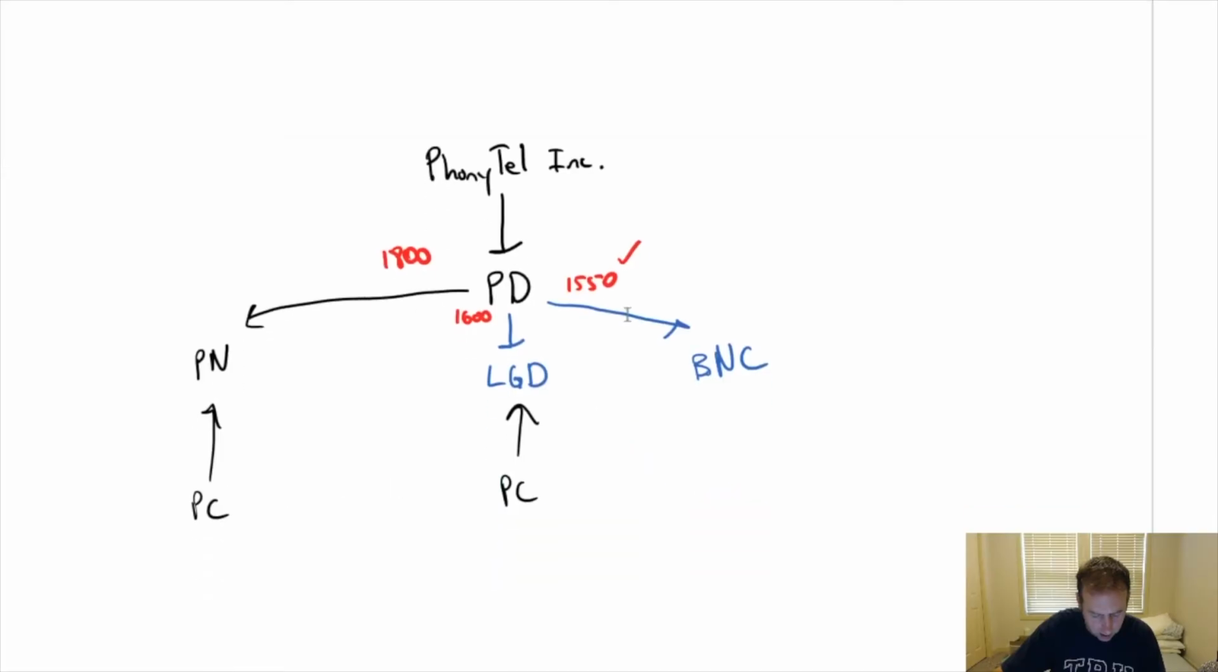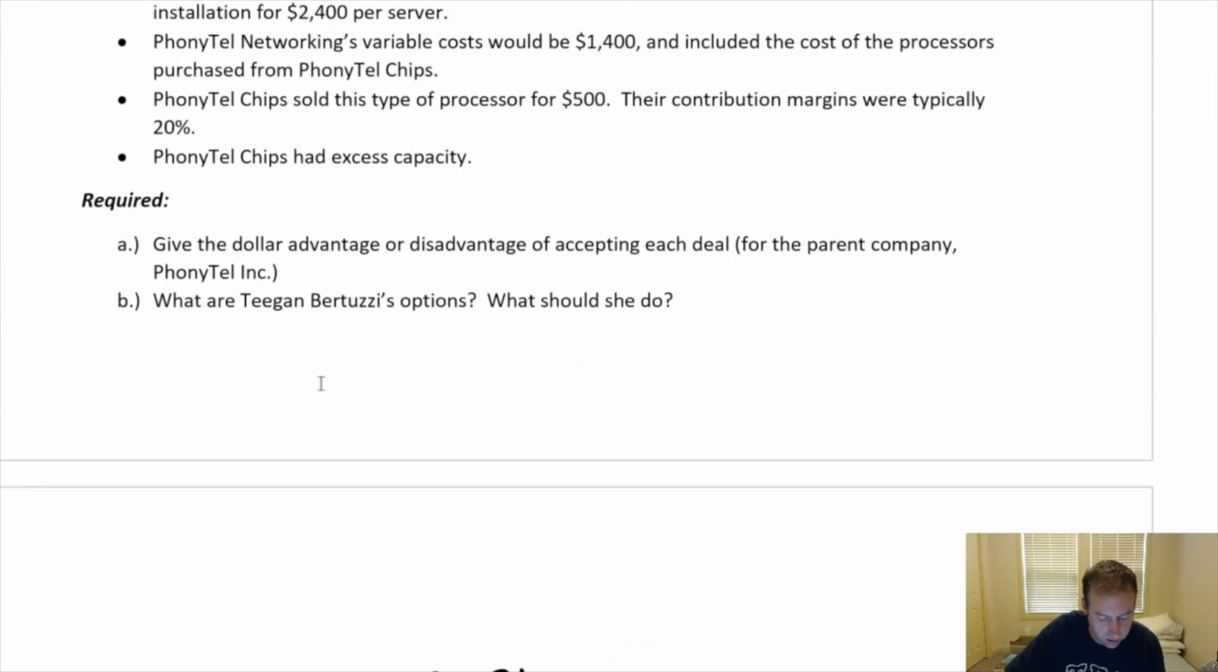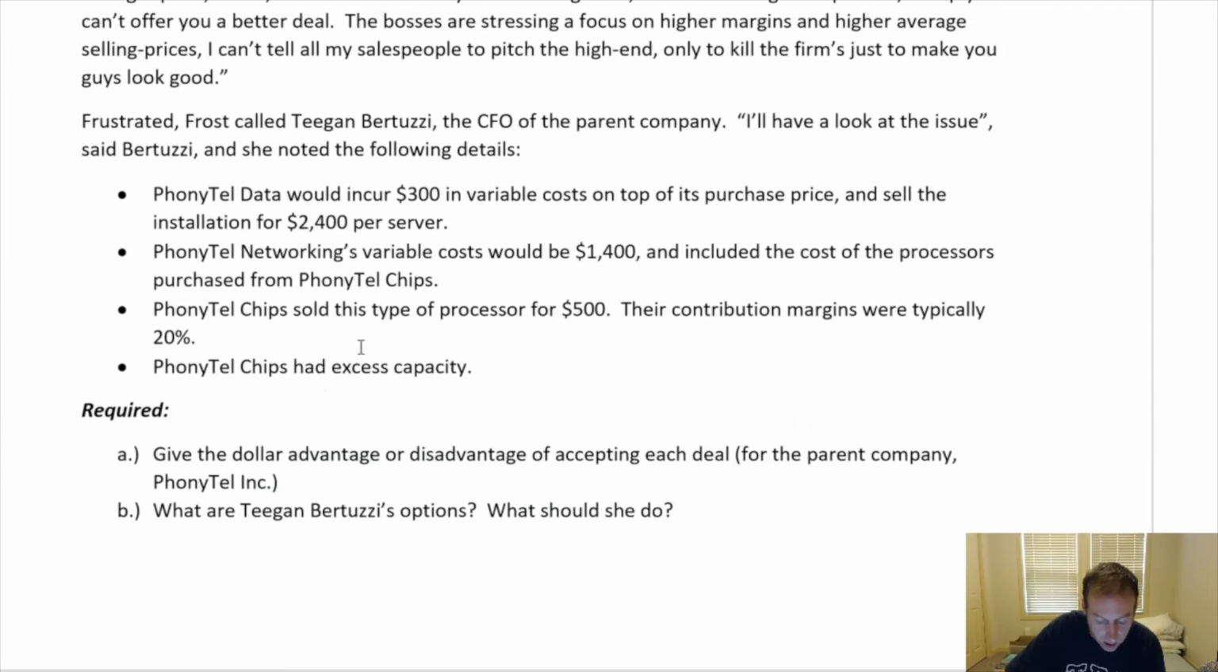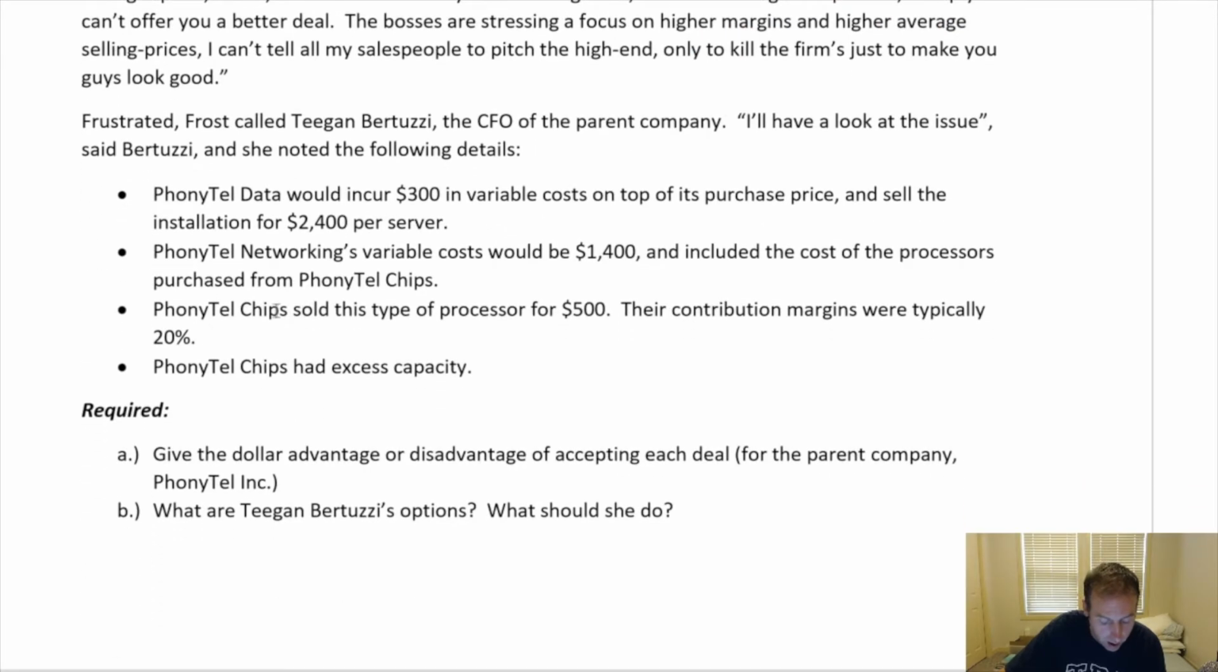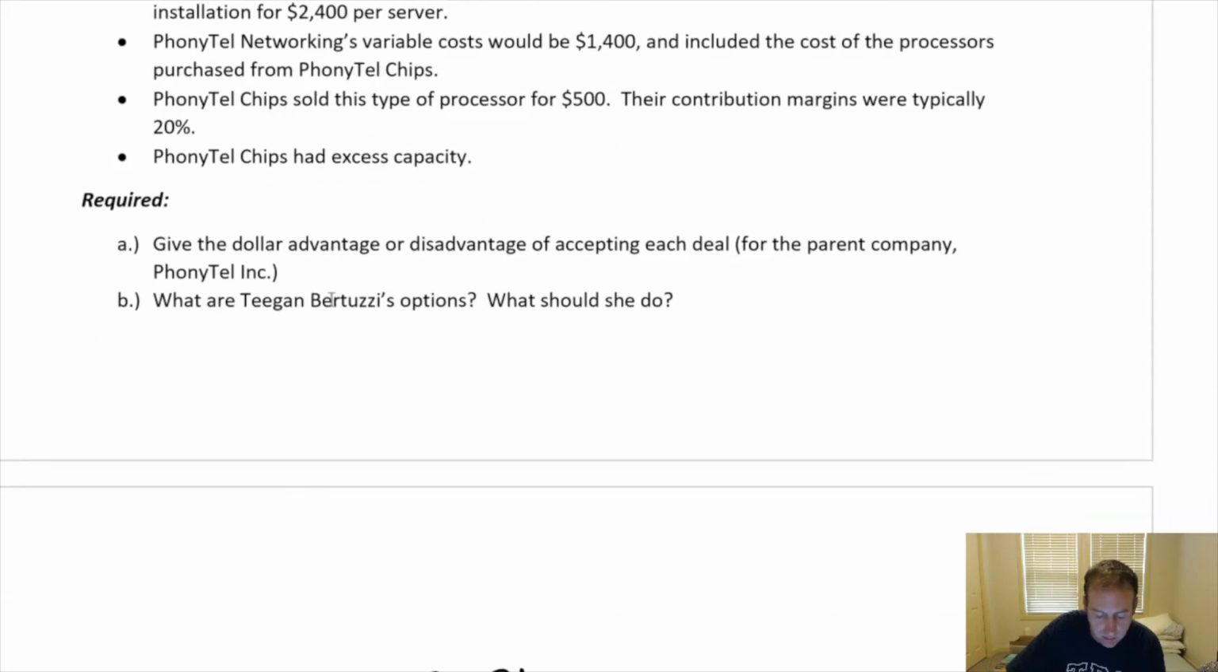So Phonytel Networking, their variable cost, maybe I should have written that over here, is $1,400, and they're going to go ahead and sell for $1,800. So they're going to make a margin of $400 if they make the deal at that price, at the $1,800 they bid. Phonytel Chips sold this type of processor for $500. Their contribution margins were typically 20%.